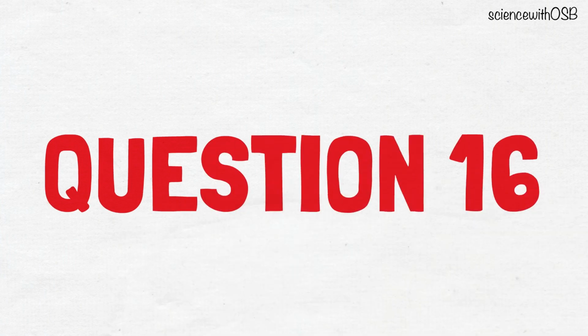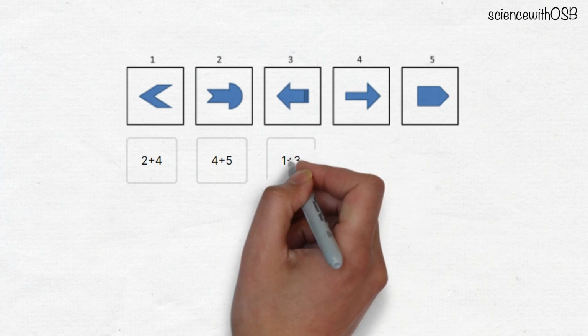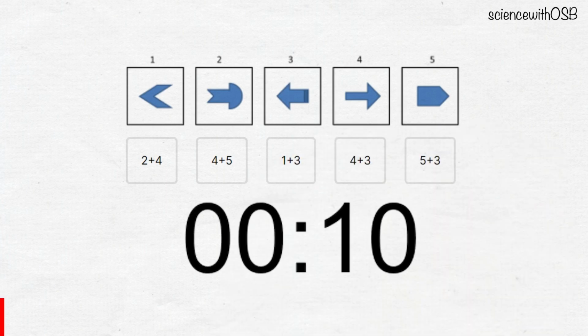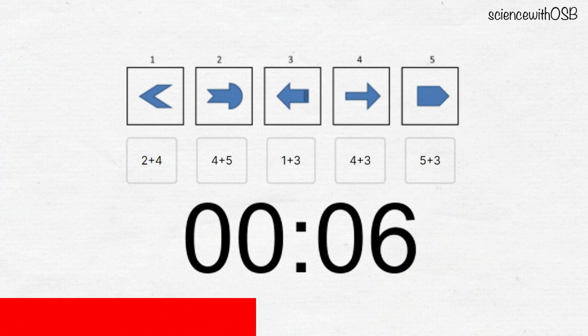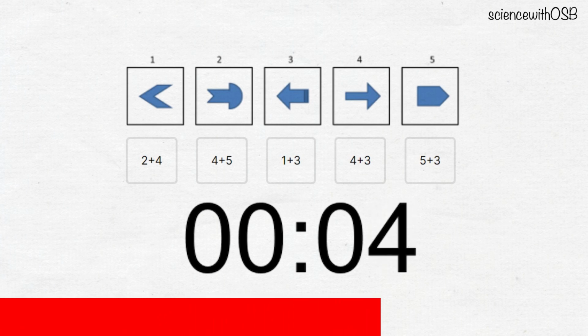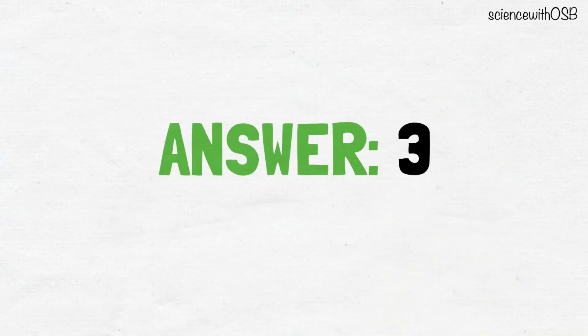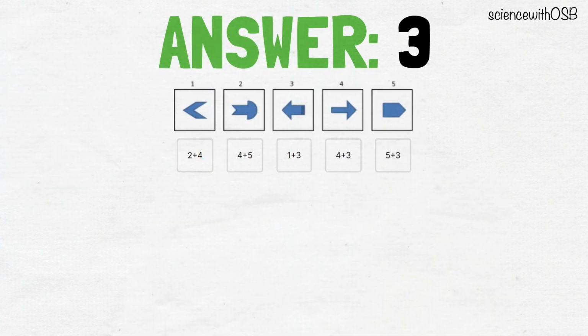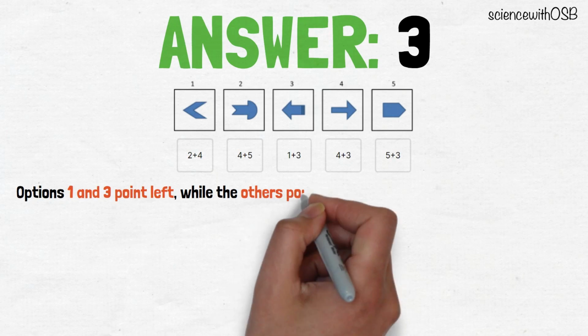Question number 16. Choose the odd one out according to the summation of numbers given below. The correct answer is 1 plus 3, which is option number 3. Options 1 and 3 point left while the others point right.